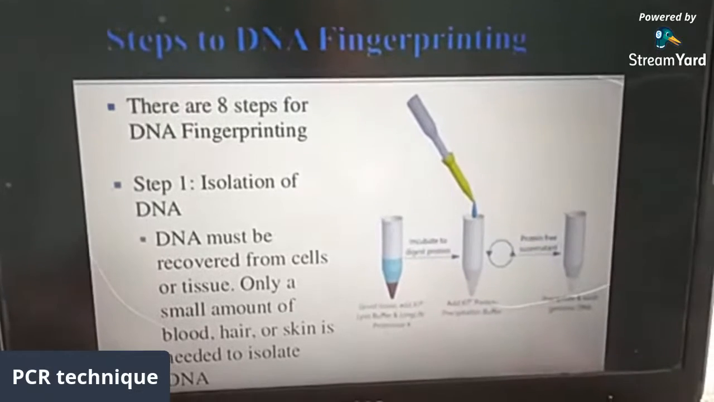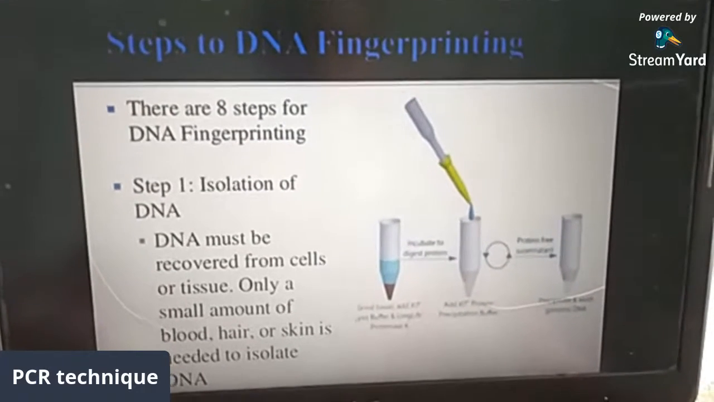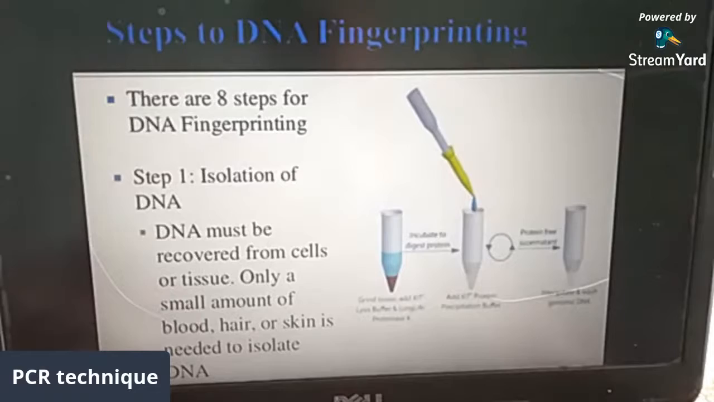Next are the steps of DNA fingerprinting. There are normally 8 steps for DNA fingerprinting.